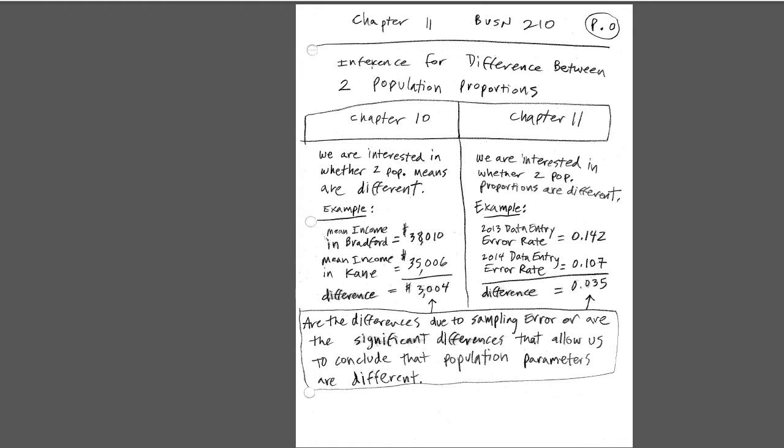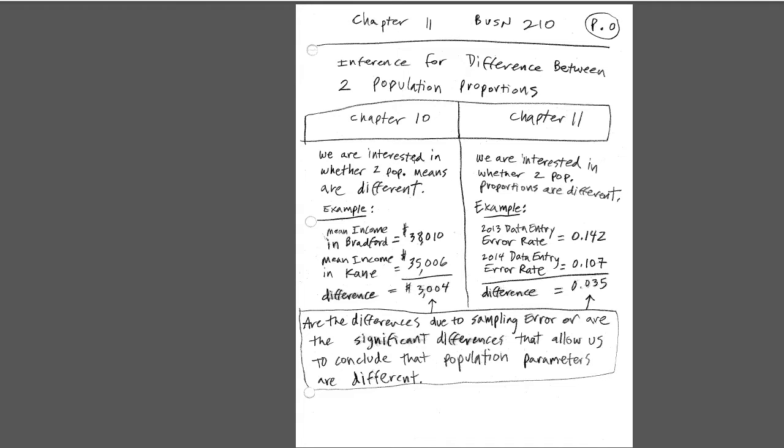Hey, we're in Chapter 11, and Chapter 11 is about the inference for the difference between two population proportions. Now, last chapter, Chapter 10, we talked about the inference for the difference between two population means. But means are not the only numbers that we want to compare and see differences. Sometimes we have proportions.